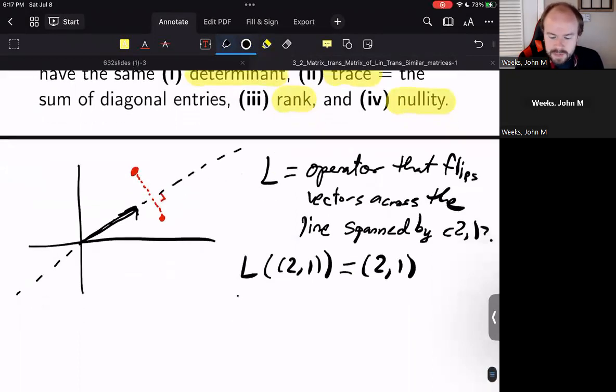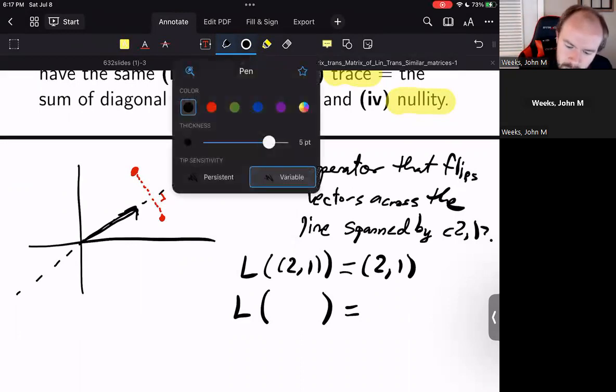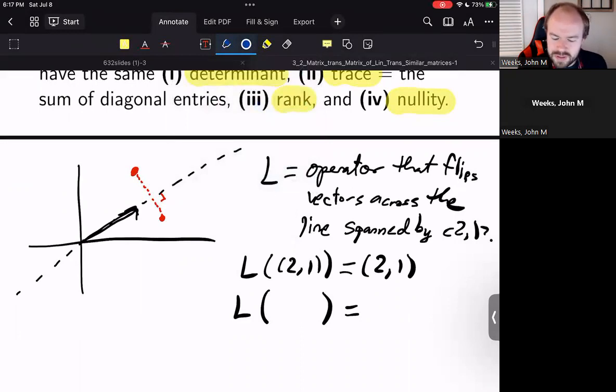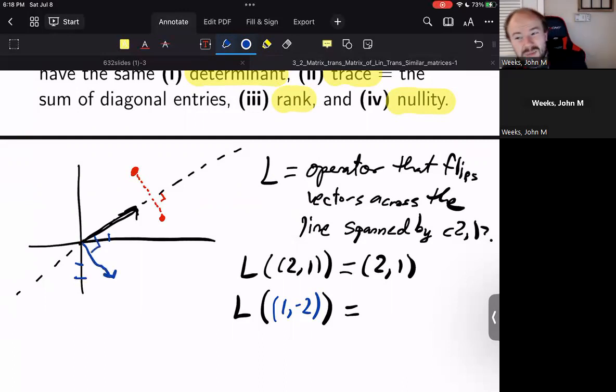Okay? Now, I want another vector to try and plug in here because 2, 1 doesn't quite span R2. I would like to plug in another vector here where I know where it ends up going. What if I plug in the vector 1, -2? The reason I'm going to plug in the vector 1, -2 is that these two vectors are orthogonal to each other. 2, 1 and 1, -2 are orthogonal to each other. I could confirm this by taking the dot product between these two vectors. Let me draw 1, -2 down here. You can see that these two vectors are going to be orthogonal.